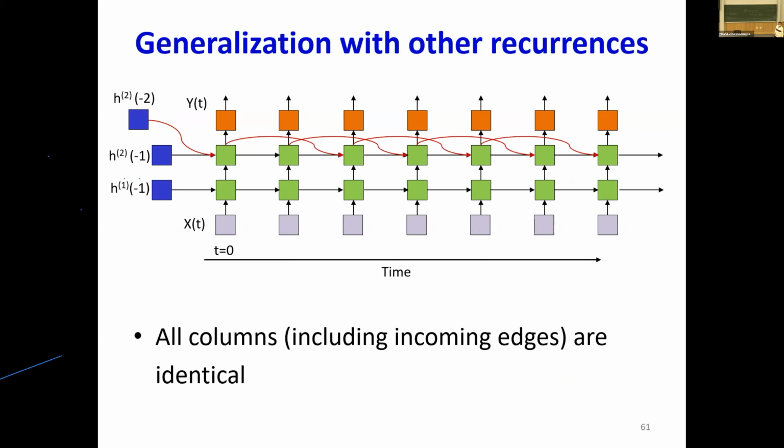Now, in this case, you would correspondingly have to update the initial values that you're providing. You'd have to provide h1 of -1, which represents the initial value of the hidden state for the first layer. You'd have to specify h2 of -1, which is the initial value for the second layer. And you'd also have to specify h2 of -2 because it's looking back 2 time instants. So both of those would have to be specified. The point being, all of the initial values must be specified for a recurrence of this kind to work.